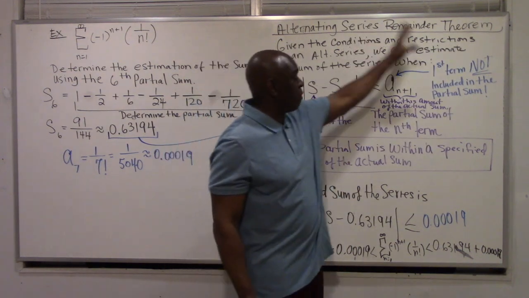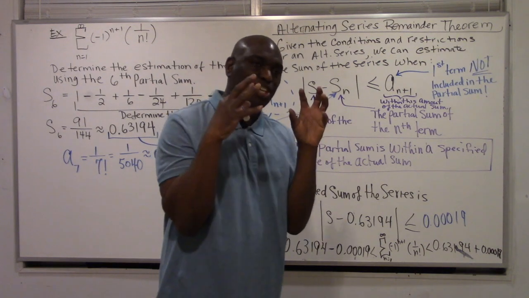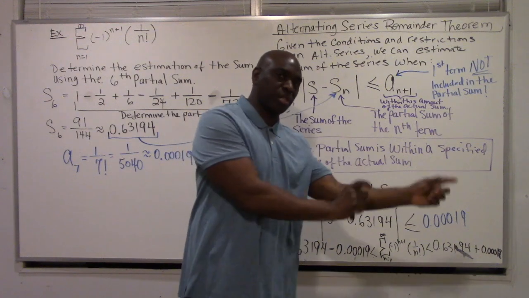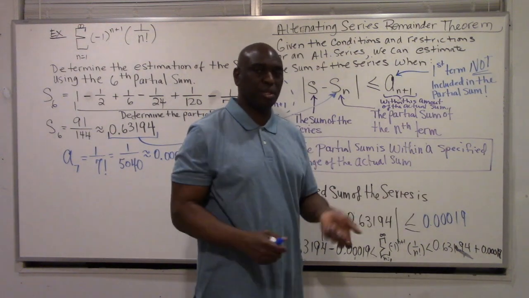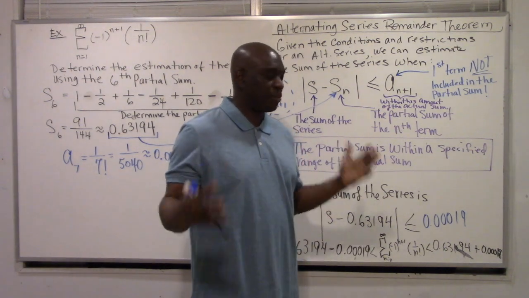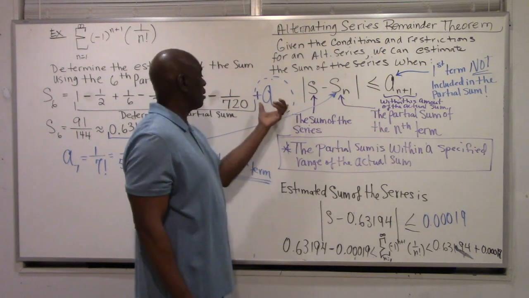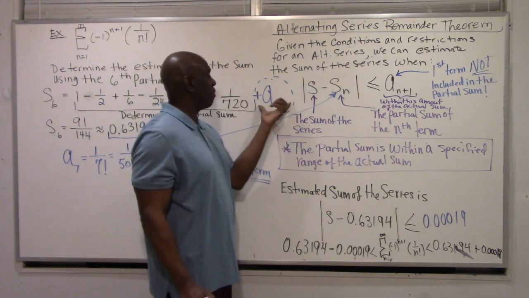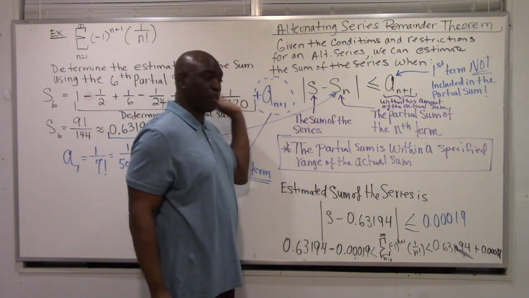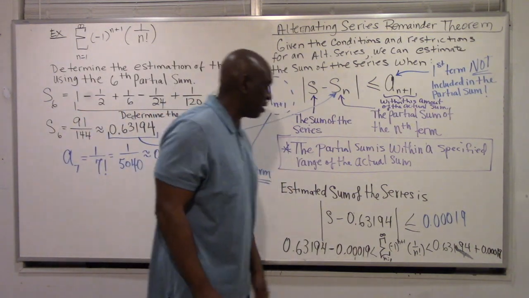This estimation remainder theorem tells us that we can get very close to the actual sum of the entire series by looking at a partial sum as we go along the way within the series. Sixth partial sum, seventh partial sum, eighth partial sum, doesn't matter. Whatever partial sum you want to use, you're within the range of the entire sum by using the magnitude of the succeeding term after the nth partial sum, whatever you use. And so there you go. That's how you find it.